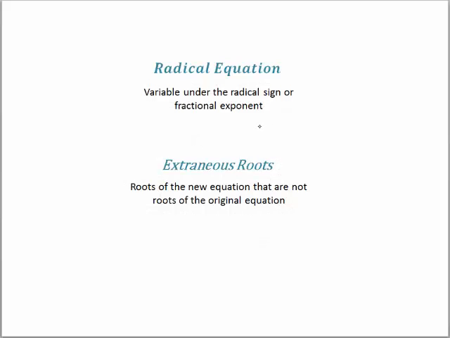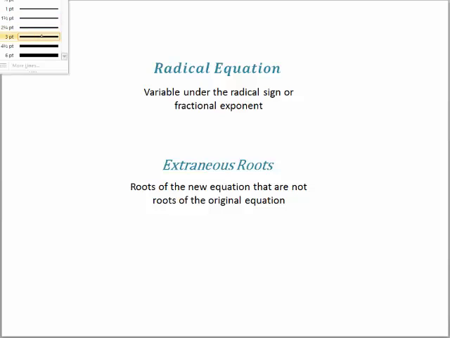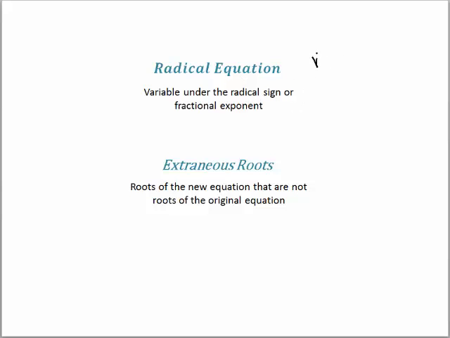First of all, we want to talk about a radical equation. We're going to be working with equations now. So a radical equation looks something like this: the square root of a equals 5. So it has an equal sign on it, and you are to solve for a.